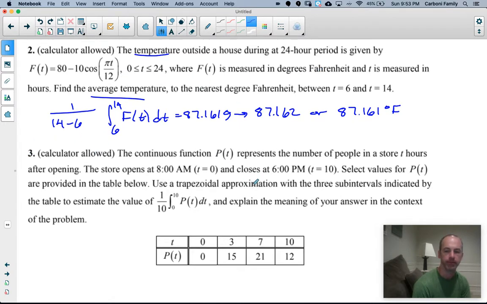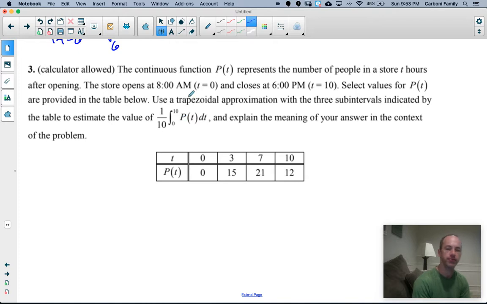In the last question, we have a table of values. They tell you that the function is continuous.